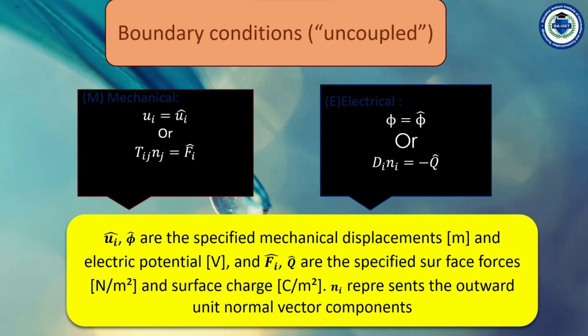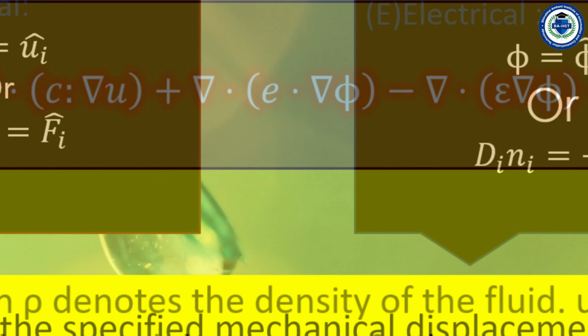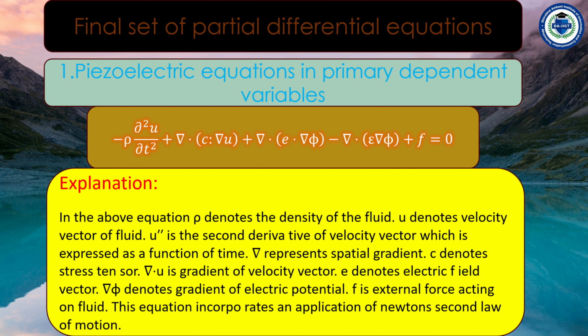Boundary conditions, uncoupled: u-hat and phi-hat at the specified mechanical displacements, in meters, and electric potential, in volts, and F-hat and q-hat at the specified surface forces, in newtons per square meter, and surface charge, in coulombs per square meter. Ni represents the outward unit normal vector components. Final set of partial differential equations. 1. Piezoelectric equations in primary dependent variables.